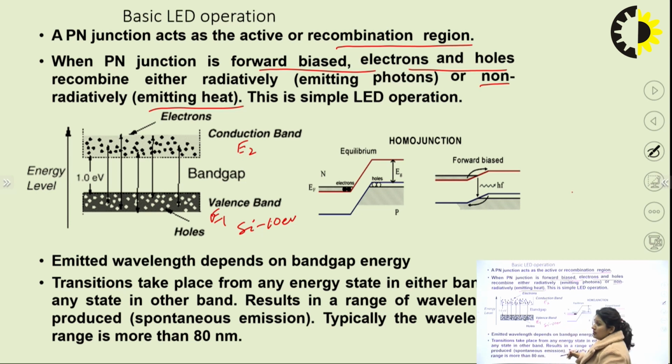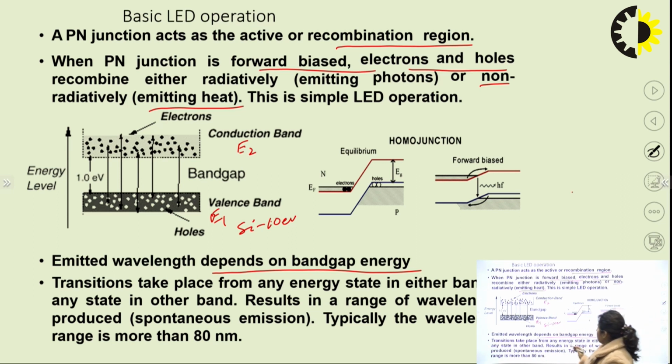Whenever there is recombination of an electron and hole pair, there is emission of light. So the emitted wavelength depends on the band gap energy. Whatever band gap energy we are considering here, suppose it is 1.0 electron volt, obviously the electrons have to cross this energy gap between the valence and the conduction band. The electron will jump from the valence band to the conduction band when we provide a particular energy of 1.0 electron volt. So the emitted wavelength depends on the band gap energy.